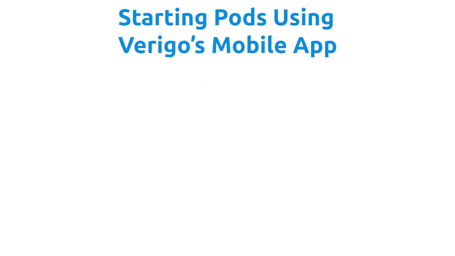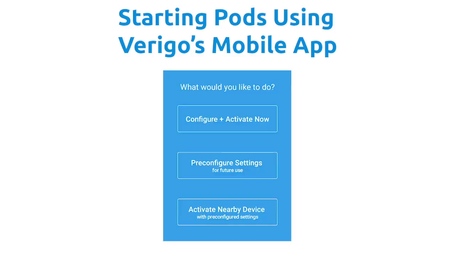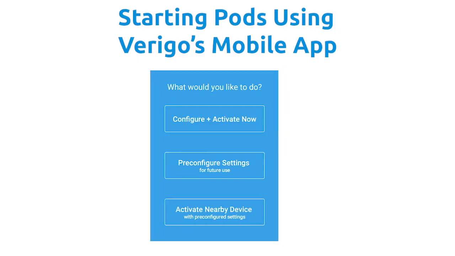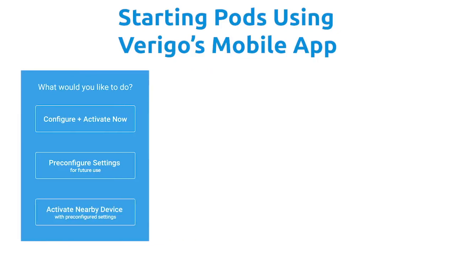To start a pod using VERIGO's mobile app, users now have the option of choosing from 3 different methods according to their needs. Now we will show you how to configure and activate a device using the possible methods in VERIGO's system.